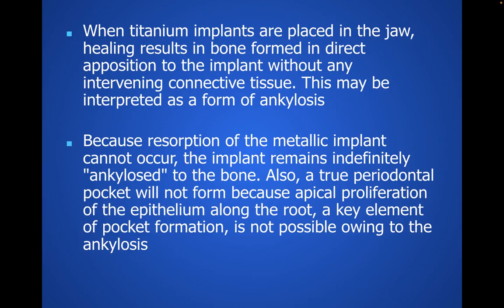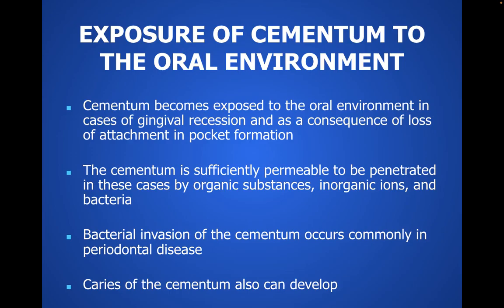When titanium implants are placed in the jaw, healing results in bone formed in direct apposition to the implant without any intervening connective tissue. This may also be interpreted as a form of ankylosis. Because resorption of the metallic implant cannot occur, the implant remains indefinitely ankylosed to the bone. Also, a true periodontal pocket will not form because apical proliferation of the epithelium along the root, a key element of pocket formation, is not possible owing to the ankylosis.